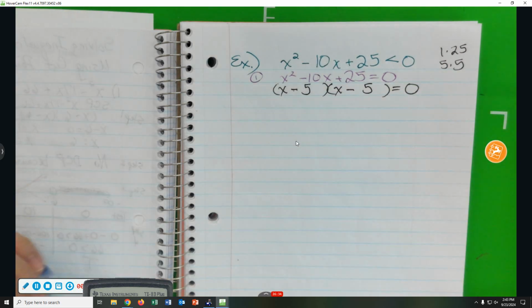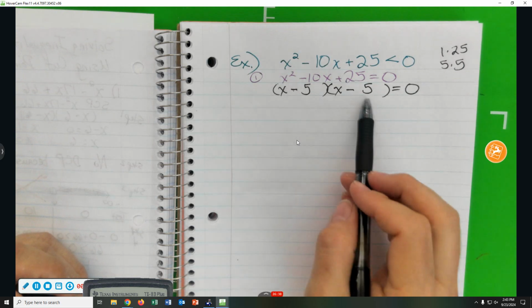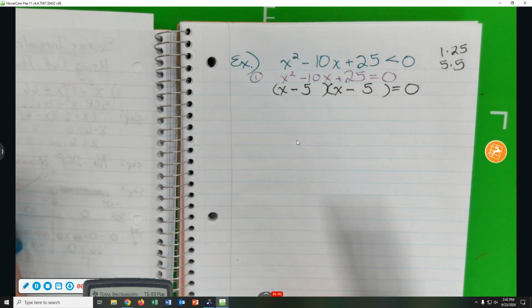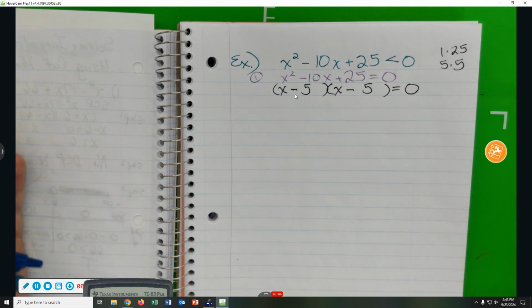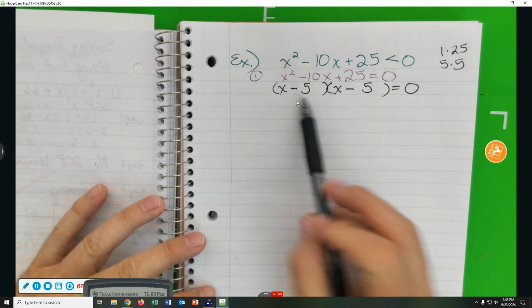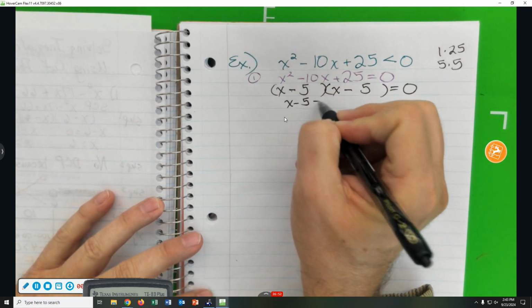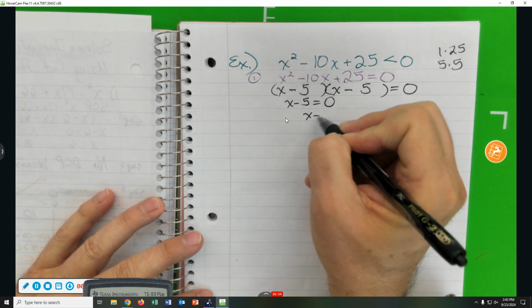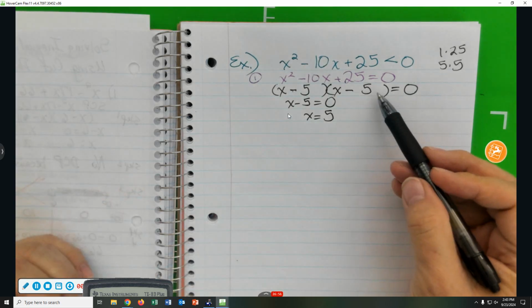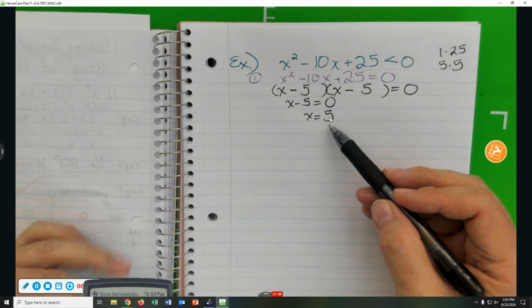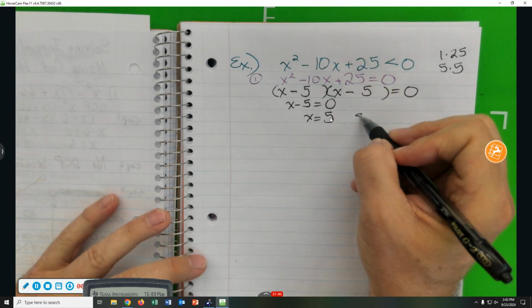Do we have repeated factors now? We have repeated factors, the same thing inside there. So it may not be an alternating situation. We're going to have to check every interval. But this isn't that bad, because set x minus 5 equal to 0. What are we going to get as our solution cut point? Setting this x minus 5 equal to 0, aren't we going to get the same thing? So we only have one solution cut point.